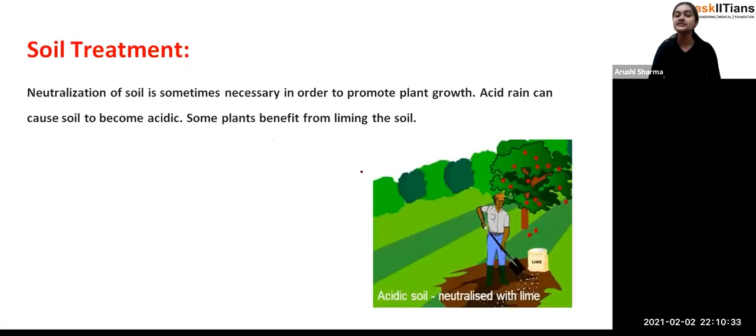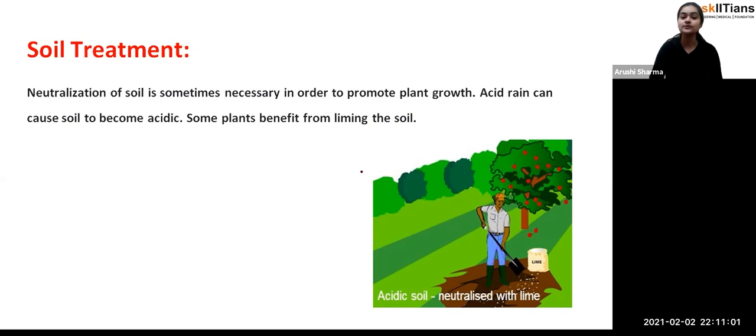now the third part is soil treatment. See students, what happened now? If we are using more insecticides, sorry, pesticides and things like that, the soil will become acidic in nature, and if that soil becomes very acidic, we can't grow crops on it. That is not good for growing crops, or you can say it is not fertile in nature.